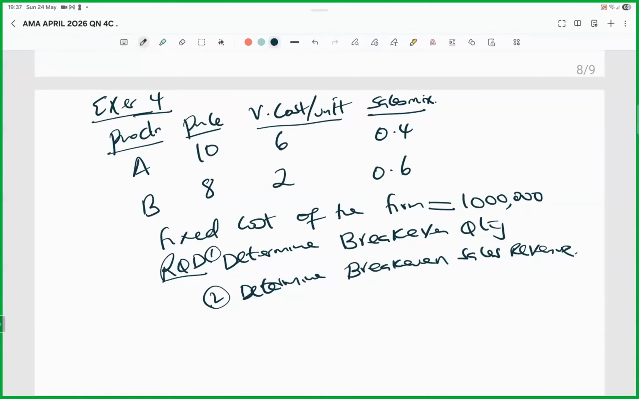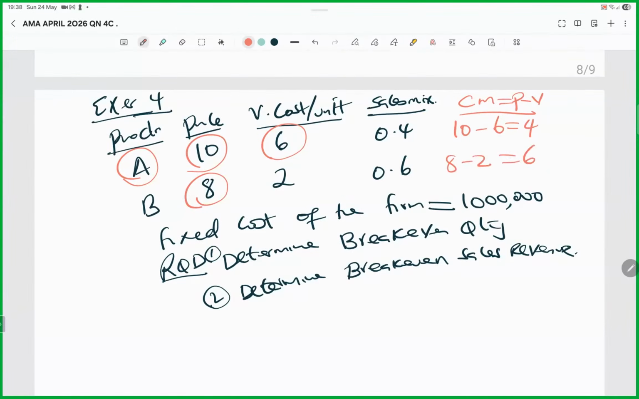So step number 1, once you get this kind of question, please give us the contribution margin for each product. Remember, it's price minus variable cost. Like now here, for A, it will be 10 minus 6, which gives 4. For B, it will be 8 minus 2, which gives 6.